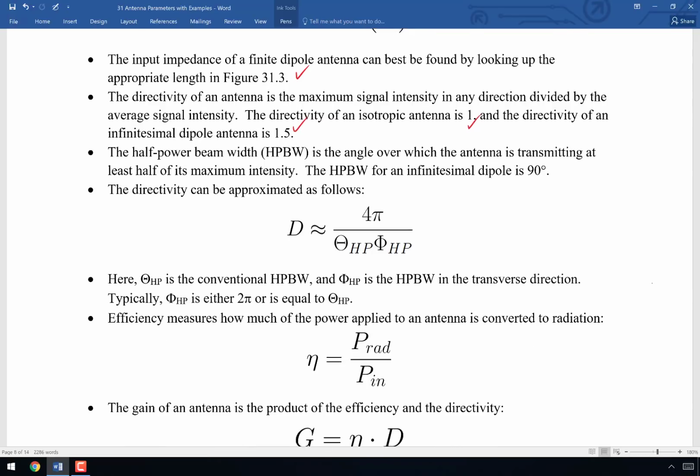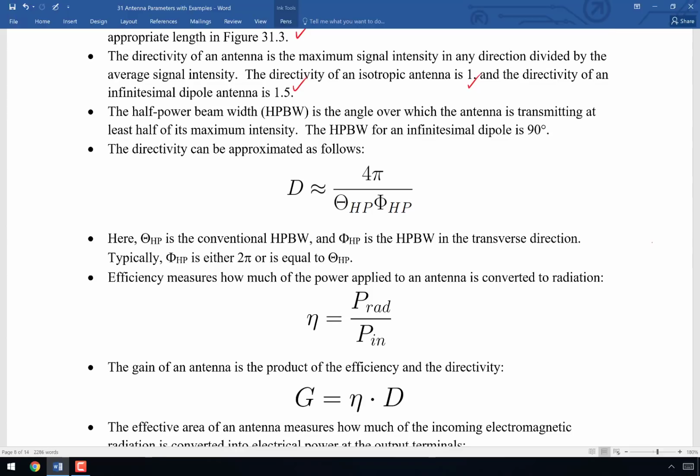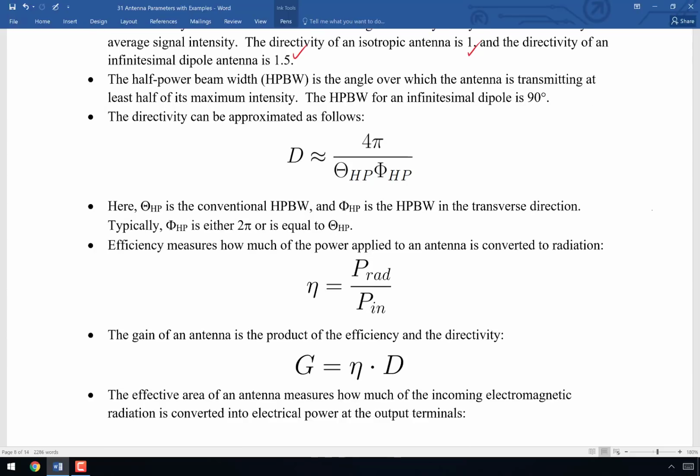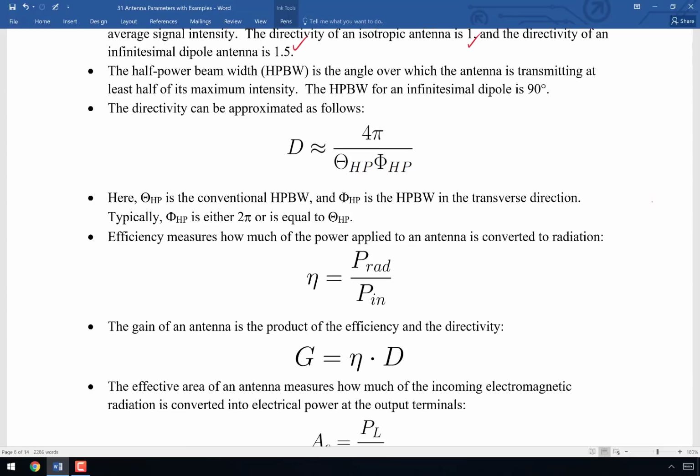The directivity of an antenna can be approximated by 4 pi divided by theta half power times phi half power. Theta half power is what we called the half-power beamwidth, and phi half power is the half-power beamwidth in the other direction. Typically, it's going to either be equal to 2 pi or it's going to be equal to theta sub half power.